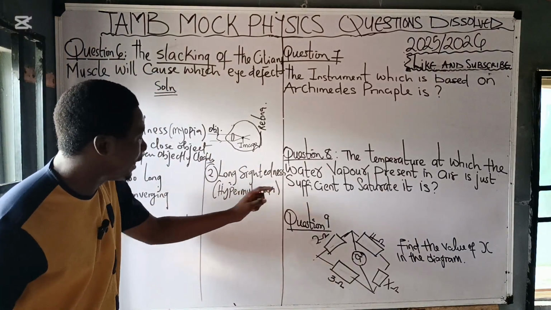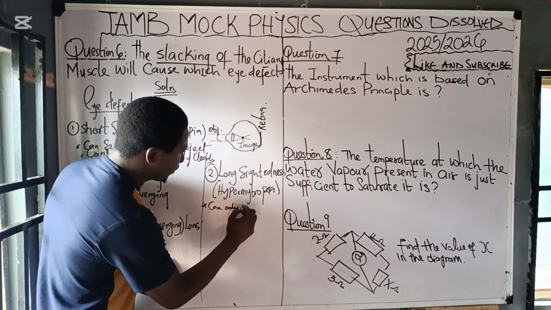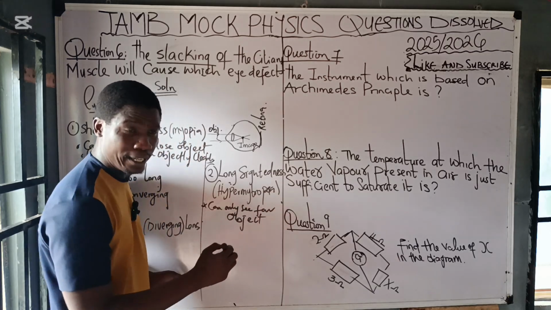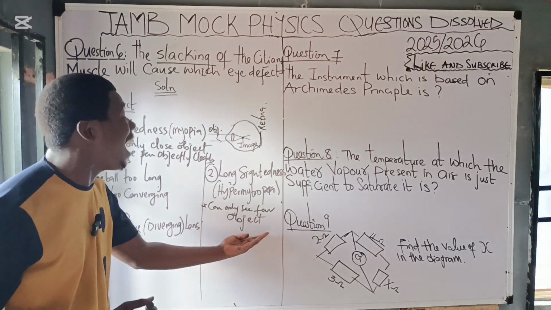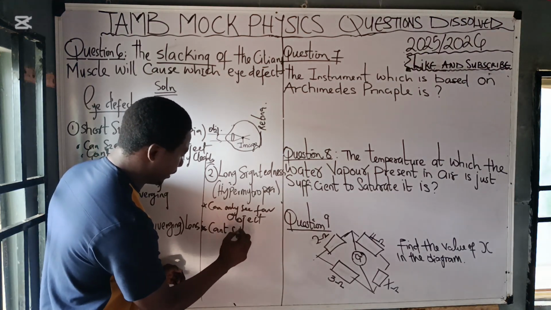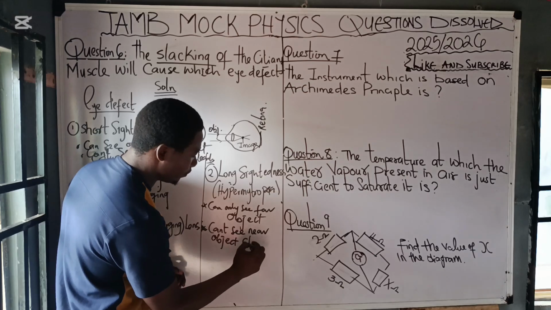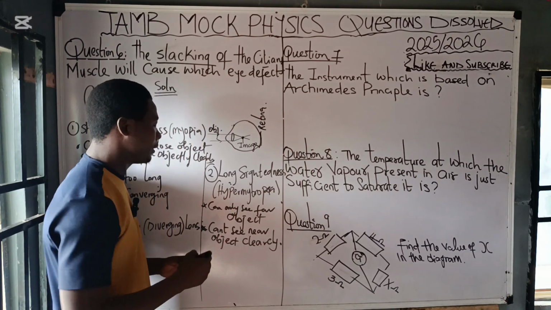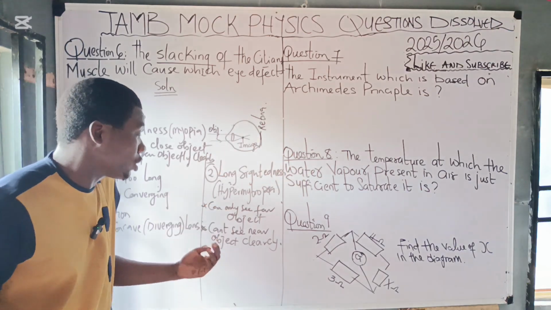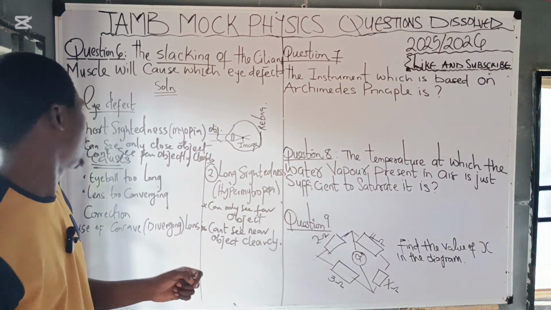But for long-sightedness, it can what? Can only see far objects. Yes, it can only see far objects. Are we together? It can't see near objects clearly. That's long-sightedness, but it cannot see objects that are close. Why? It is just the direct opposite of this.